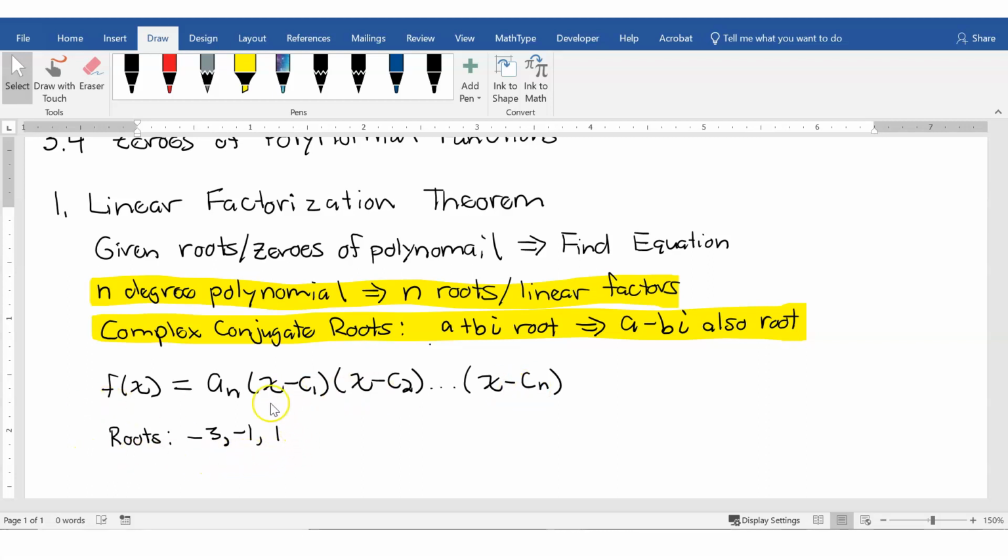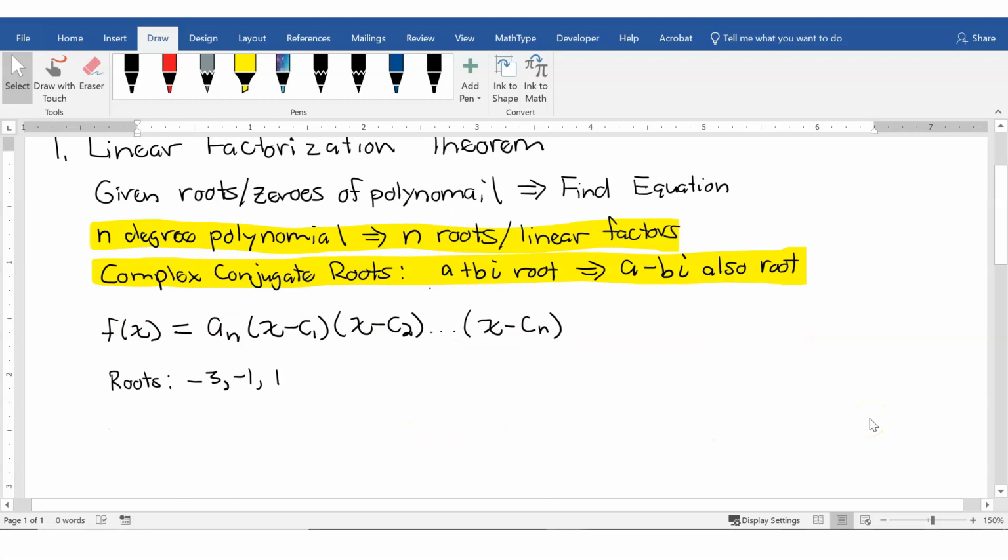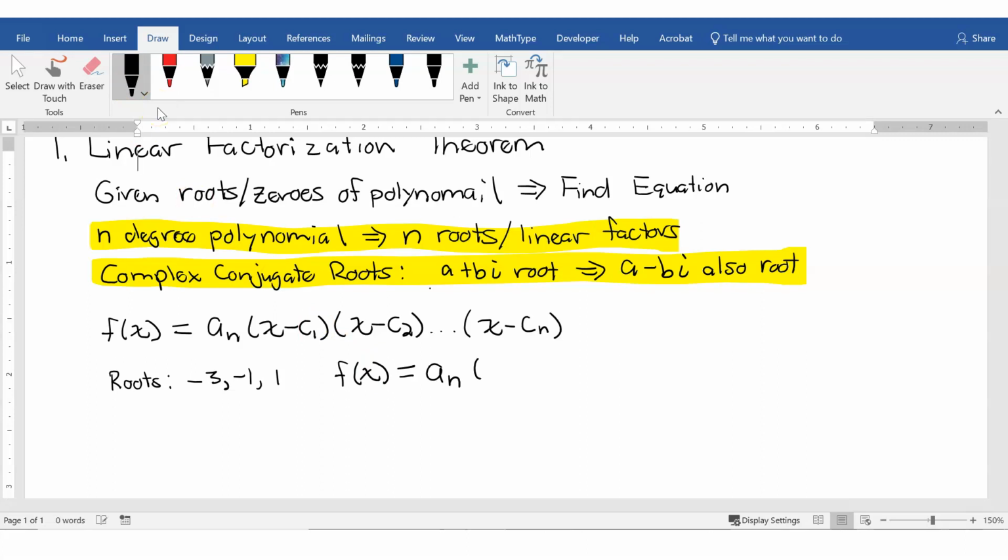And I gave an example in the lesson, and I'll repeat it here. Again, in this process, we're going to be given the roots, and then we come up with the equation. So if we were given a polynomial with these roots, -3, -1, and 1, well, we would initially set up the linear factorization theorem around those roots. We would have 3 roots, and there would be a leading coefficient of some kind. And then x minus -3 would be x plus 3, x minus -1 is x plus 1, and x minus 1 would be x minus 1.